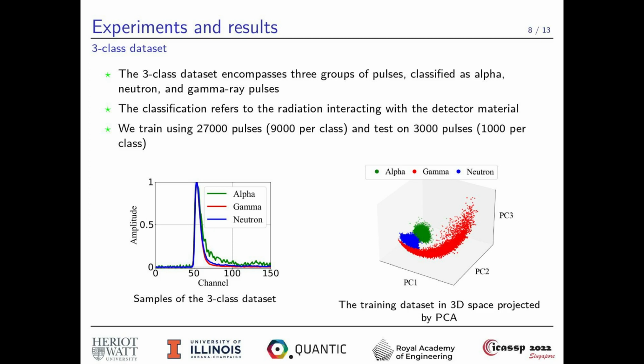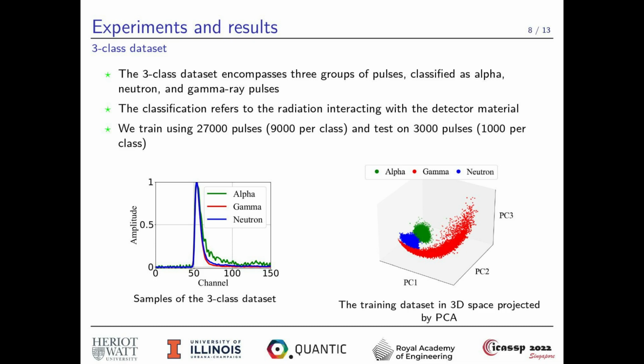The first dataset under scrutiny is denoted by the three-class dataset, which encompassed three groups of pulses classified as alpha, neutron, and gamma ray pulses. This classification refers to the radiation interacting with the detector material. We train on 9,000 pulses from each class and test on 1,000 pulses from each class.